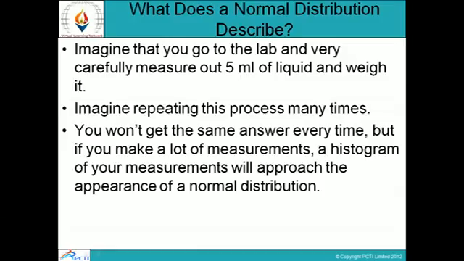So what does a normal distribution describe? ये हमें क्या बताता है? Imagine that you go to the lab and very carefully measure about 5 ml of liquid and weigh it. Imagine repeating this process many times. You will not get the same answer every time. But if you make a lot of measurements, a histogram of your measurements will approach the appearance of a normal distribution.